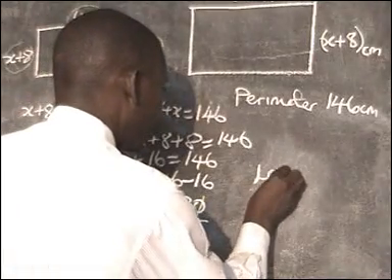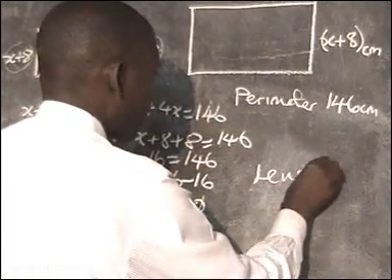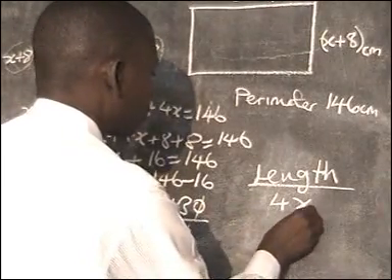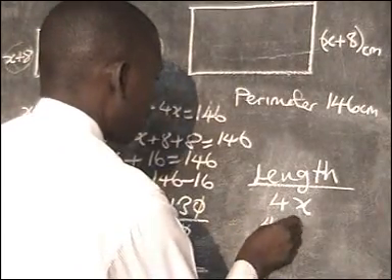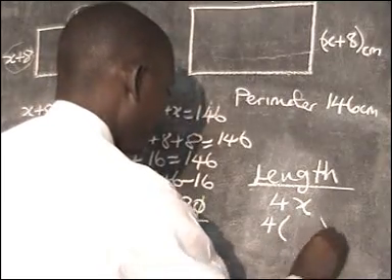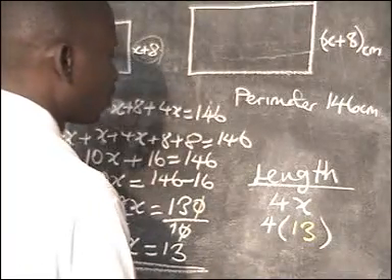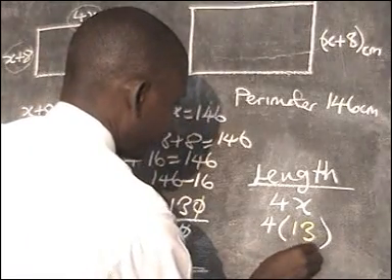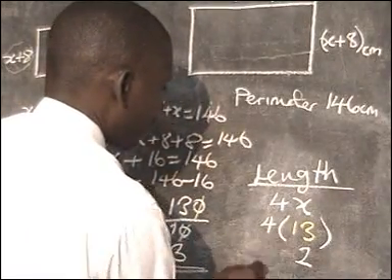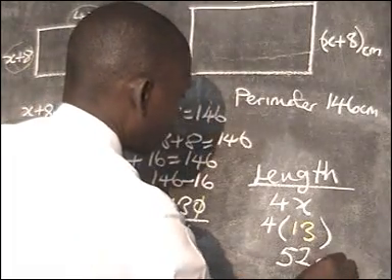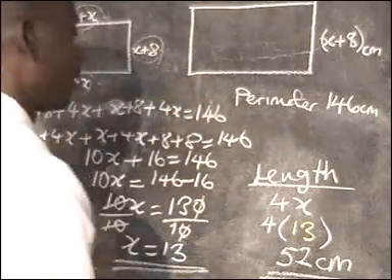So the length is given to be 4x, which means this is 4 multiplied by 13. When you multiply 4 by 13, you get 52. 4 by 3 is 12, and 4 by 1 is 4, plus 1. This is 52, so this is 52 centimeters. That is the length.